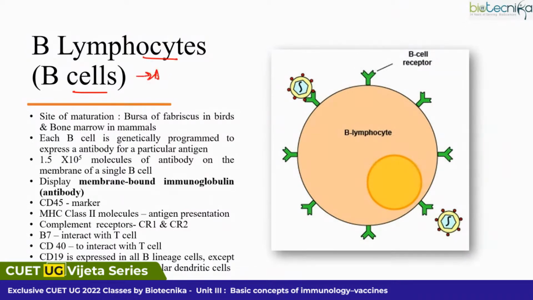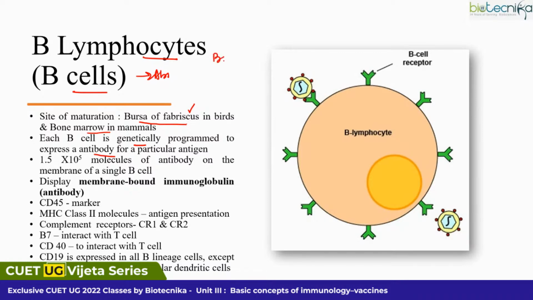These B cells release the antibodies, right? So the first thing that you should know about the B cells is, where do they develop? Development of B cells starts in your bone marrow, and they mature also in bone marrow, in mammals. But if it is a bird, their site of maturation is another organ known as bursa of Fabricius. And each B cell is programmed to express an antibody for a particular antigen.